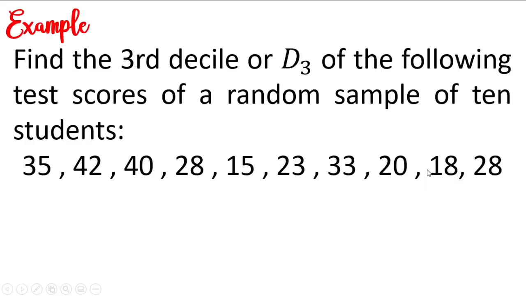Okay, so let's have an example. Find the third decile. So this is K. You are looking for the third decile. Of the following test scores of a random sample of 10 students. Scores of 10 students. So this is N. Okay. So here are the scores: 35, 42, 40, 28, 15, 23, 33, 20, 18, and 28.